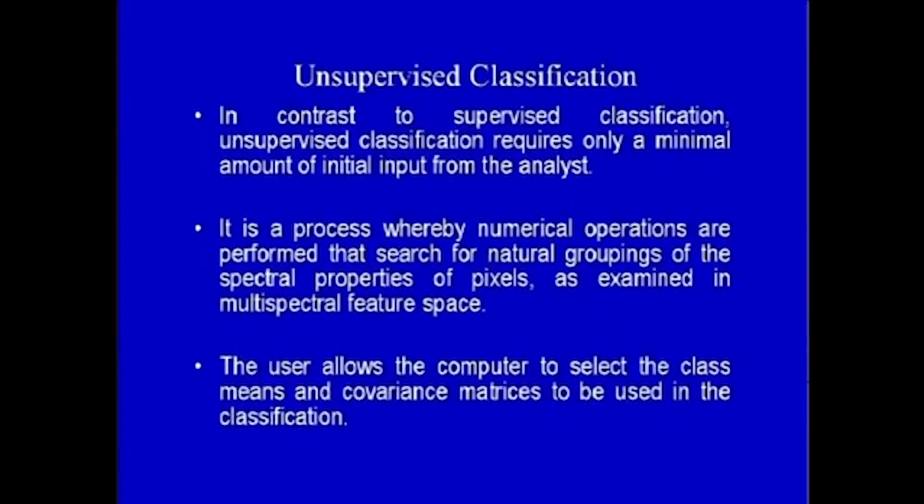In this session, the other type of classification techniques, that is unsupervised, would be discussed. In contrast to supervised classification, unsupervised classification requires only a minimal amount of initial input from the analyst. It is a process whereby numerical operations are performed that search for natural groupings of the spectral properties of the pixels as examined in the multispectral feature space. The user allows the computer to select the class means and the covariance matrices to be used in the classification.